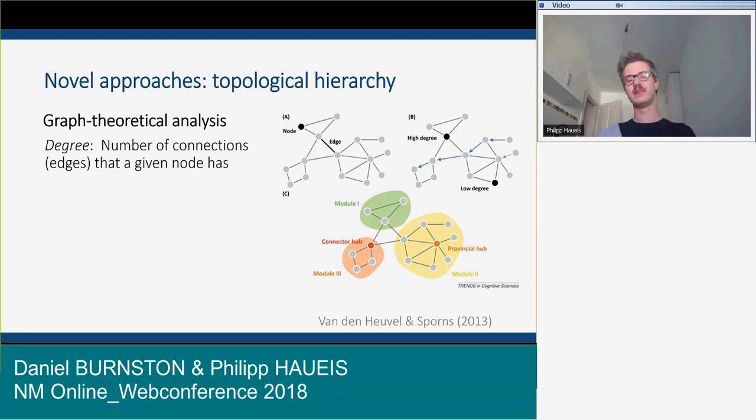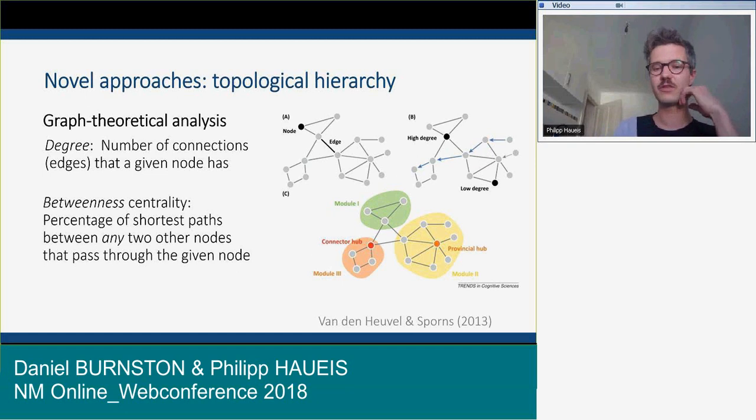The idea is that the higher the degree, the more central the node is to the whole network, because it connects many different nodes. Another more complicated measure that you could use to determine hierarchy is called betweenness centrality. Here you ask how many of the shortest paths that run through the network, such as along this route, run through the given node. If there are many short paths that run through the given node, it means that it connects many different parts of the network along the shortest path, and that therefore it's central for connecting different parts to each other.